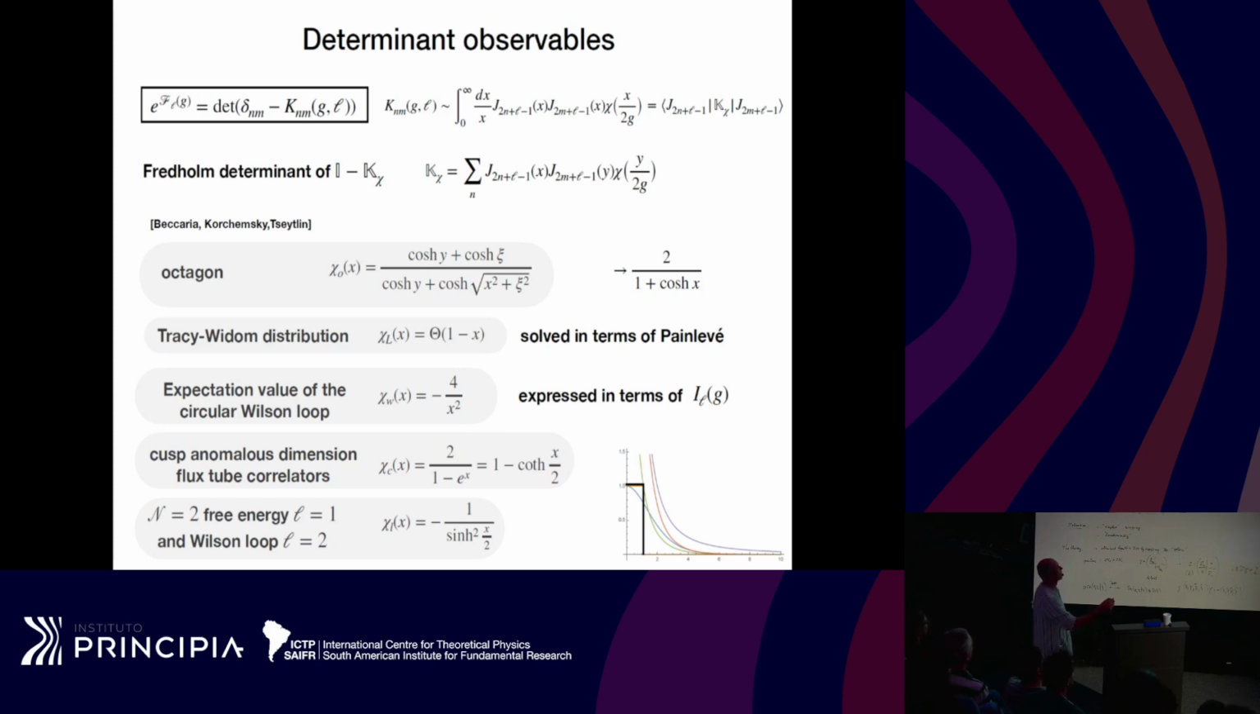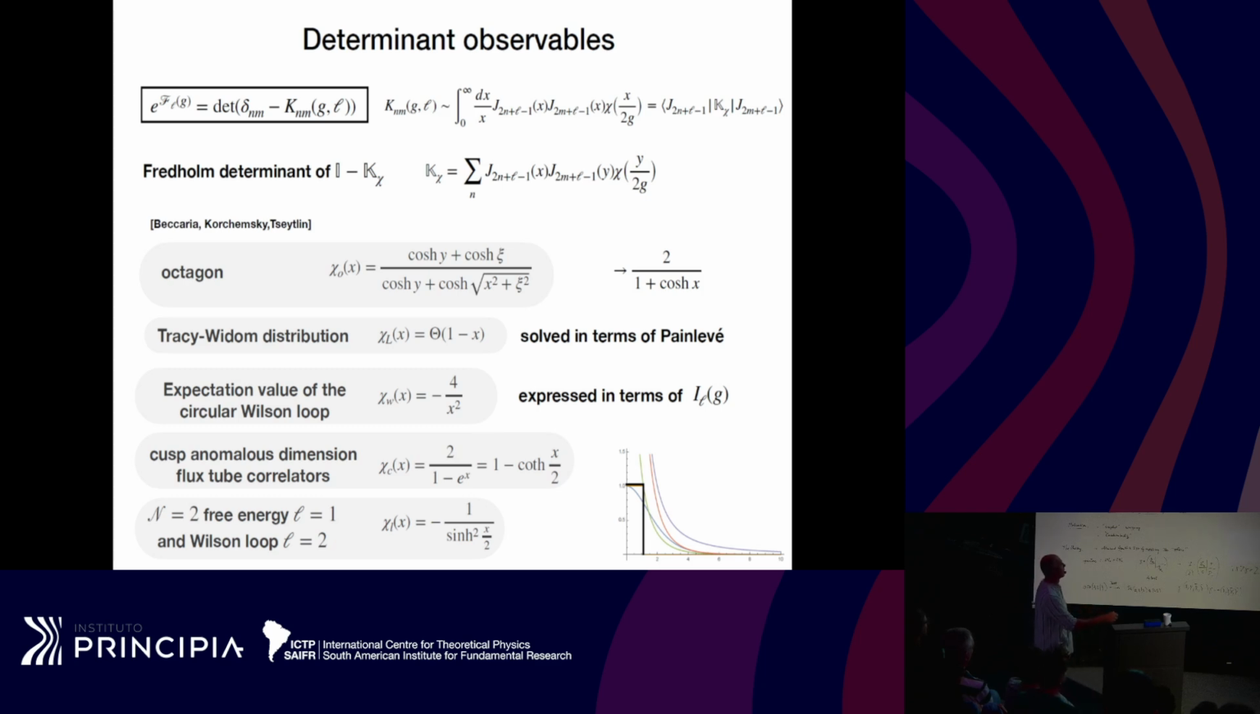So what is nice about this determinant is that it appears for many, many observables in N equals 4 and N equals 2 super Yang-Mills theories. So I'm just listing a few. First, it appeared for this Tracy-Widom distribution, which described how the eigenvalues behave near the hard edge in the Laguerre ensemble. So if you choose your symbol like a step function, then that determinant describes the Tracy-Widom distribution. This is a well-analyzed quantity in mathematics.